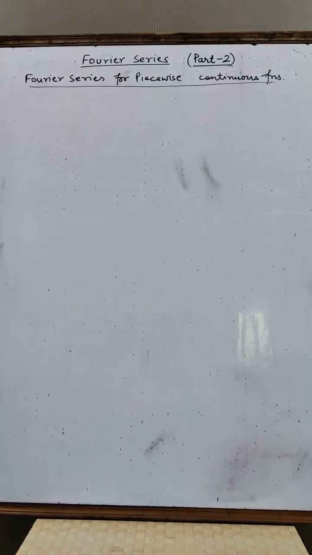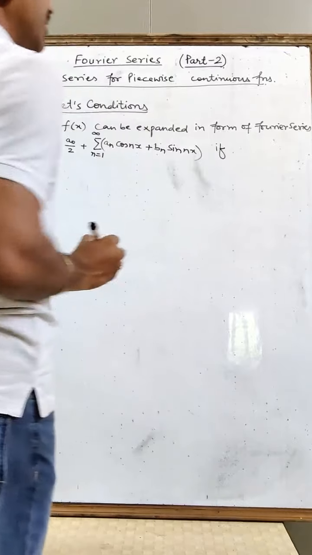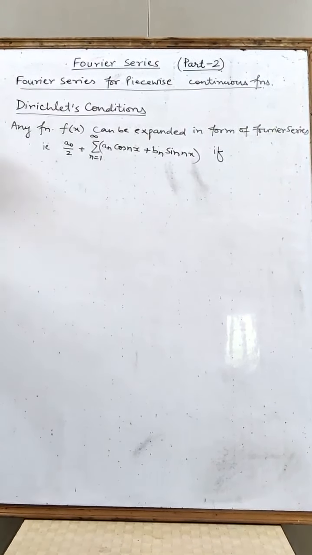Any function f(x) can be expanded in the form of Fourier series, that is, a naught by 2 plus summation n equal to 1 to infinity of an cos nx plus bn sin nx, if the following conditions are satisfied, and those conditions are known as Dirichlet's conditions.